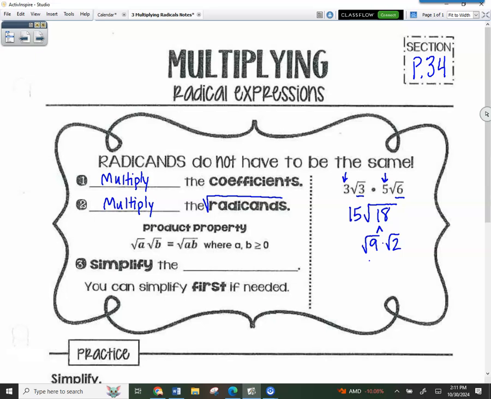And then what's the square root of 9? 3. Bring this down. What do I do with a 15? Bring it down. And then you multiply it by the coefficient. So 45 root 2. That was easy. You simplify the radicand. That's what goes in the blank there. And that's it. I would love for you to try number 1. And then we will check it.